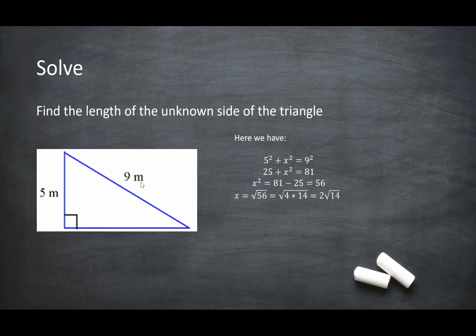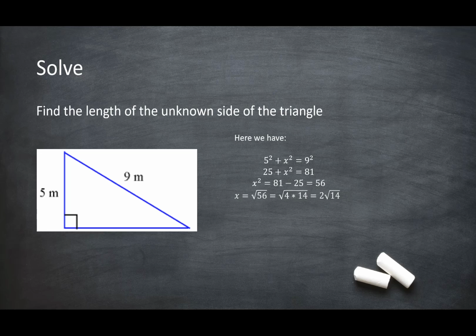So to solve for x squared, I'll go ahead and subtract 25 from both sides. So that brings me down to this line here. So x squared is 81 minus 25, which gives us 56. So solving for x, we have to take the square root of both sides. So that means x equals the square root of 56.